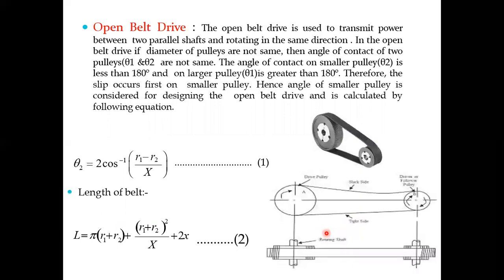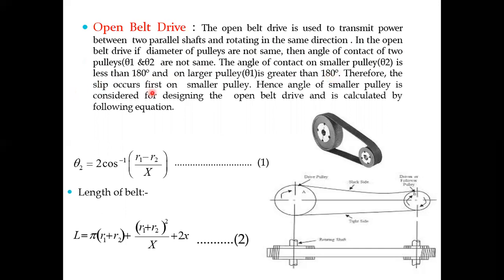Next, the open belt drive. This is one of the examples. The open belt drive is used to transmit power between two parallel shafts rotating in the same direction, so note this point. In the open belt drive, the diameters of the pulleys are not the same, and the angles of contact of the two pulleys are not the same. The angle of contact on the smaller pulley is less than 180 degrees, and on the larger pulley it is greater than 180 degrees. These are the conditions for the open belt drive.